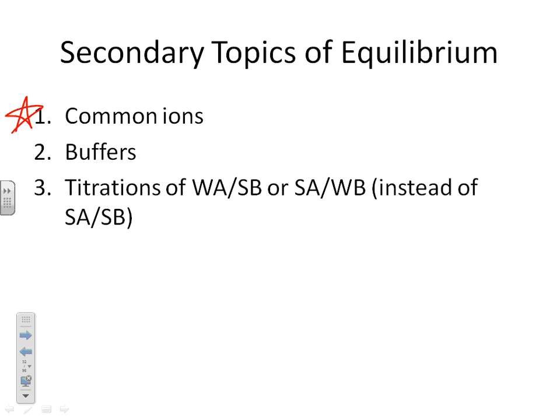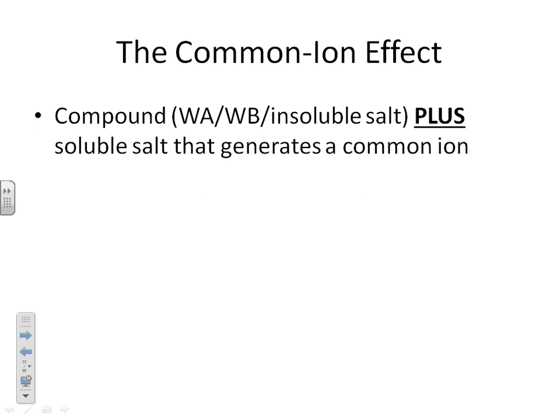So what I really want to stress with all of these secondary topics is we are absolutely still using the entirety of our skill set from the primary topics. You're still going to be writing equilibrium expressions. You will still be possibly determining K from concentration, and you will possibly be determining concentration from K. So we need all of those primary skill sets in order to address these topics. So first up, the common ion effect.